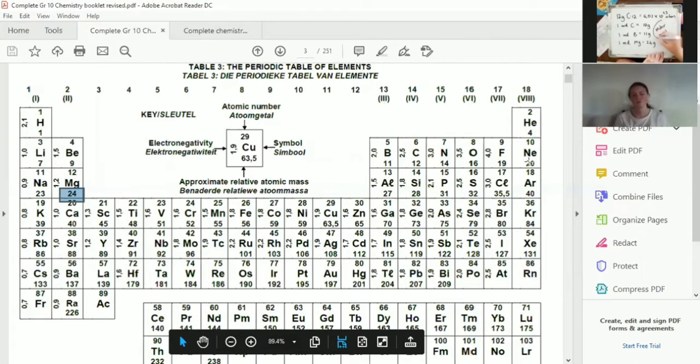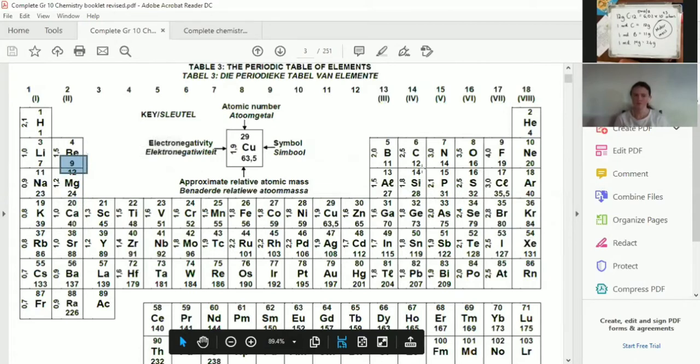That big number at the bottom used to be just the mass of 1 atom of the substance when you measured it in atomic mass units or units. But if you measure it in grams, it's the mass of 1 mole of that substance. Okay, so it's the big number at the bottom.